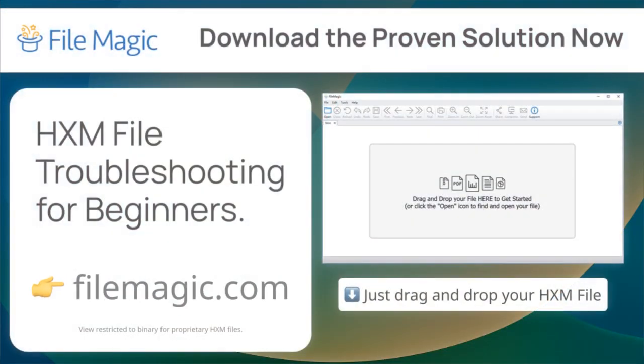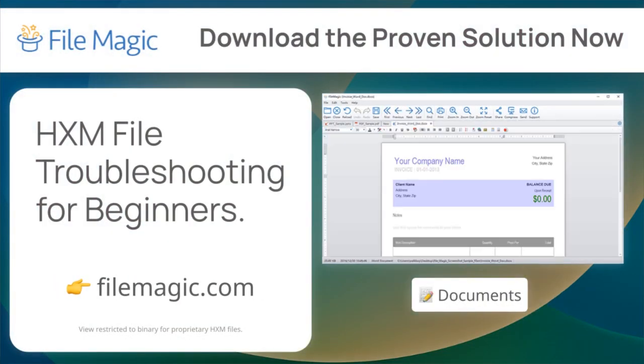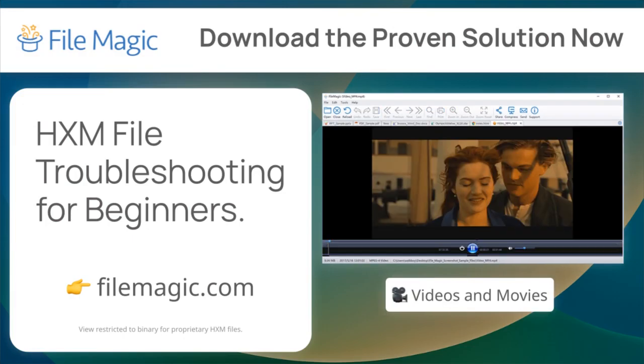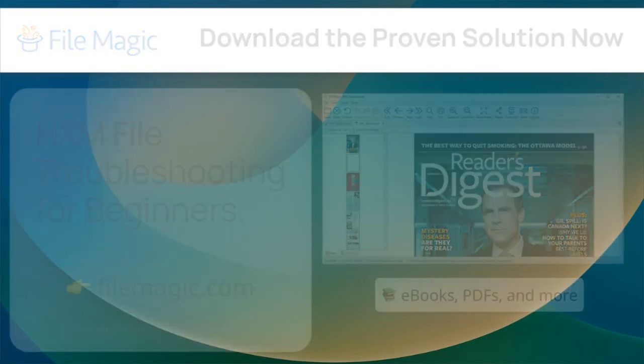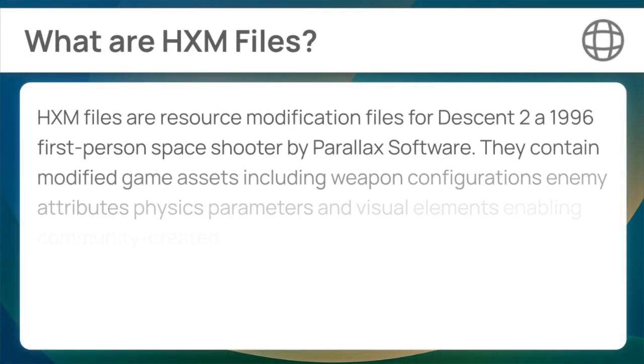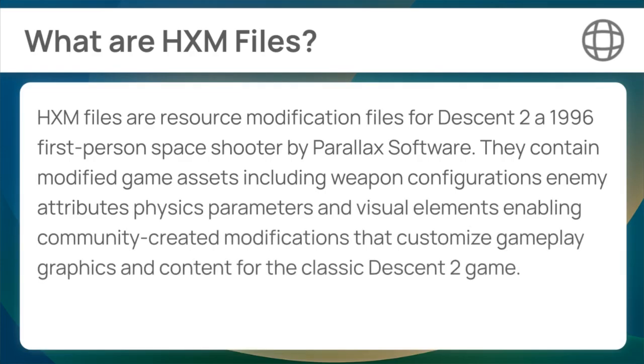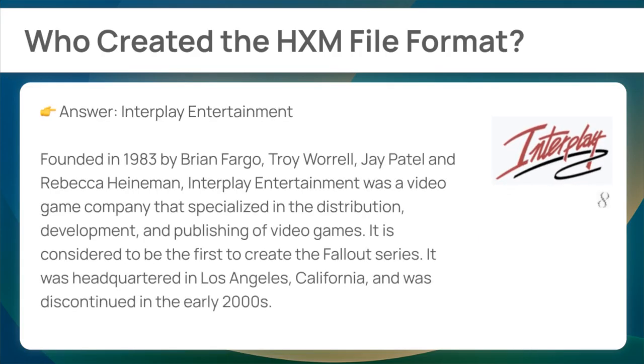We're tackling this HXM file systematically, and I've reserved the most powerful data extraction technique for the end, just in case. HXM files are resource modification files for Descent 2, a 1996 first-person space shooter by Parallax Software. They contain modified game assets, including weapon configurations, enemy attributes, physics parameters, and visual elements, enabling community-created modifications that customize gameplay, graphics and content for the classic Descent 2 game.